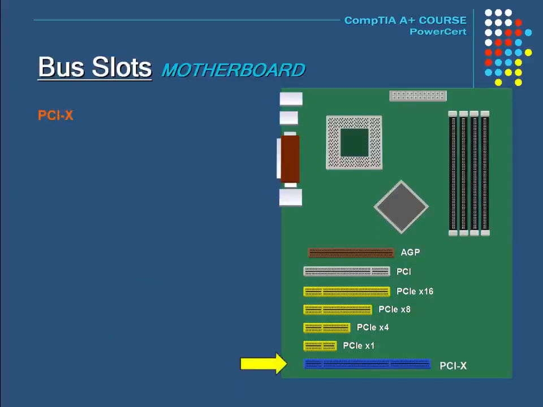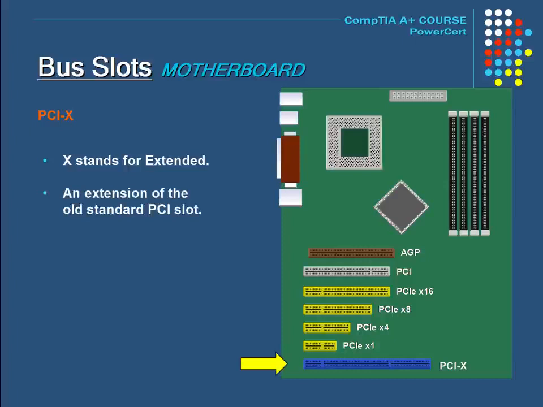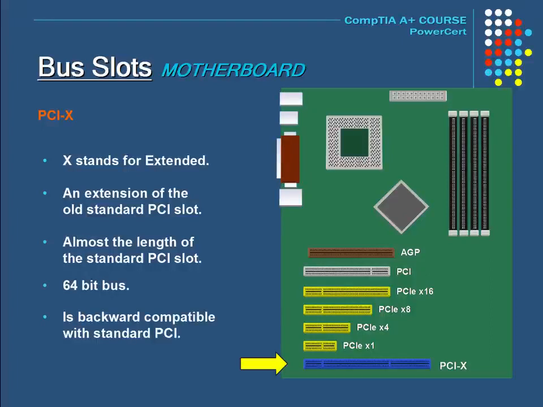And there is also the PCI-X slot, where the X stands for extended. The PCI-X slot is basically an extension of the old standard PCI slot, and it's almost twice the length of a standard PCI slot. The PCI-X is a 64-bit bus, and it is backwards compatible with the standard PCI slot. It was mainly designed to work with servers and high-speed computers.